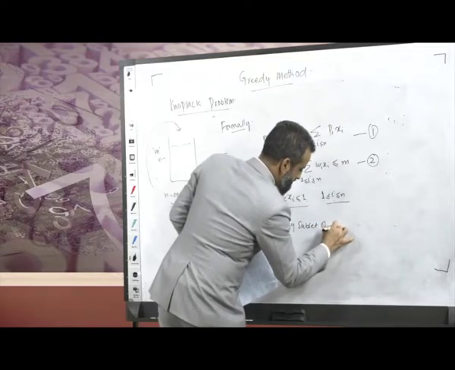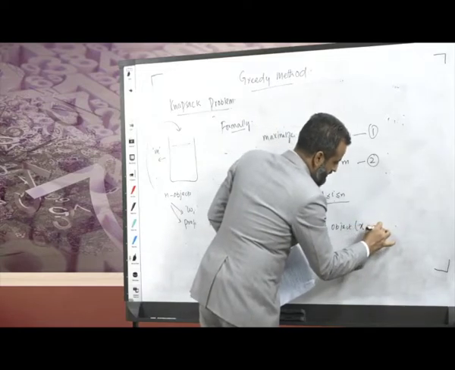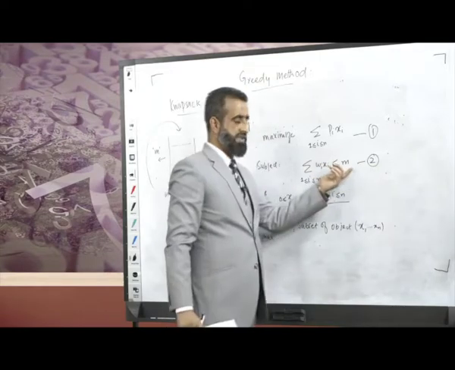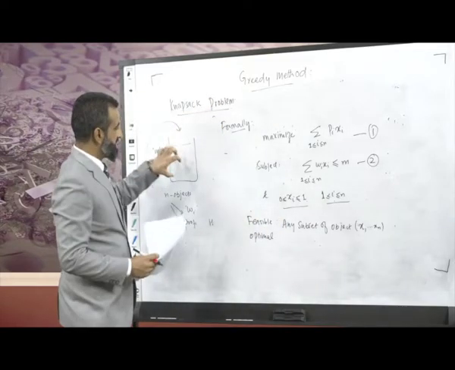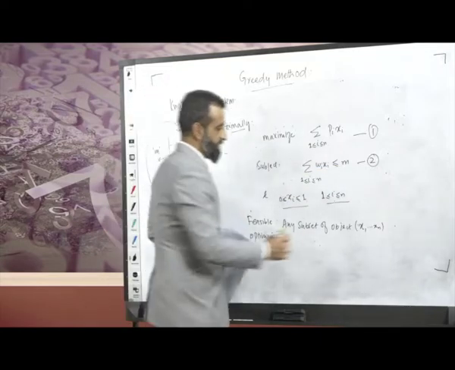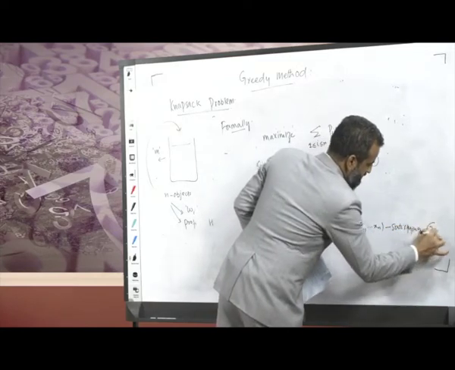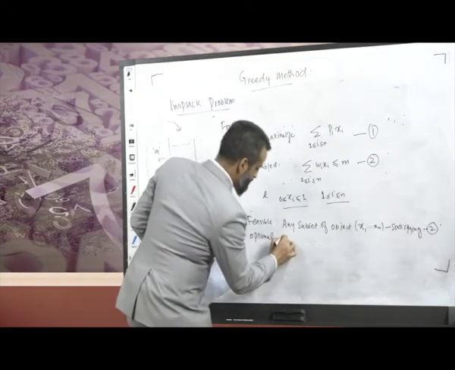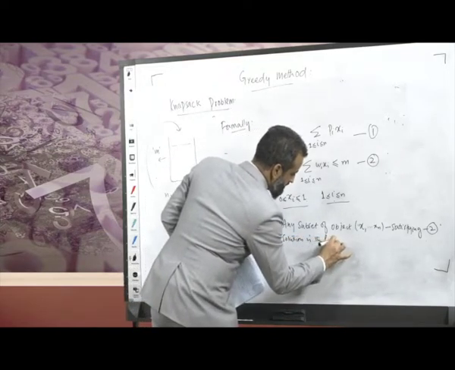So any subset of objects x1 to xn, any subset of objects that satisfies this part, that the weight does not exceed m, any such subset, any collection of elements that we can use to fill this such that it satisfies this equation, that it does not exceed the allowed capacity, will be satisfying equation 2, is a feasible solution. And out of these set of feasible solutions, optimal solution is the feasible solution.